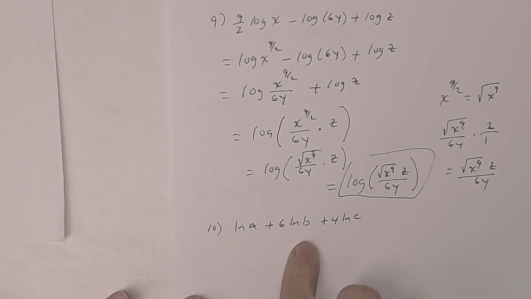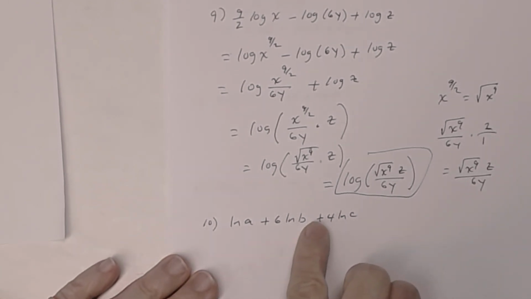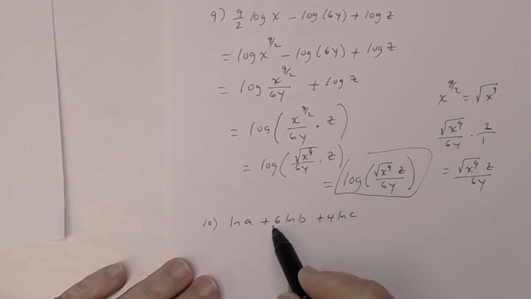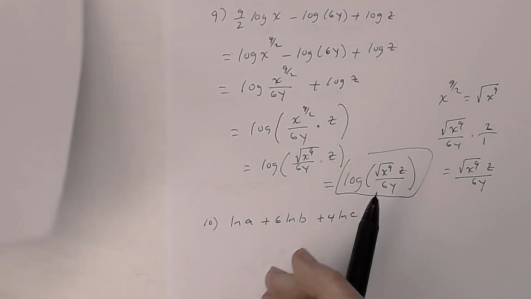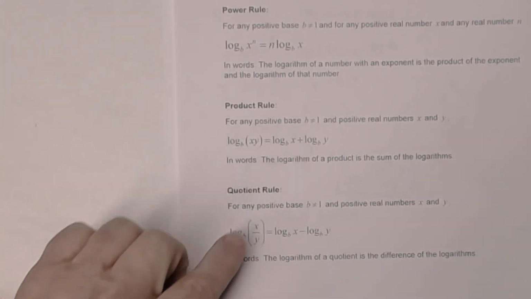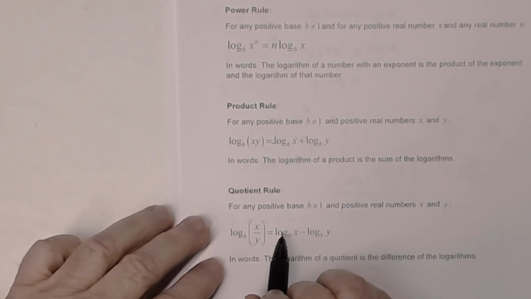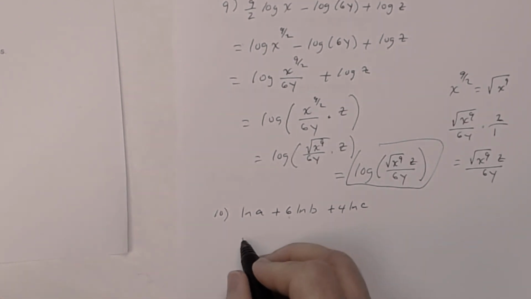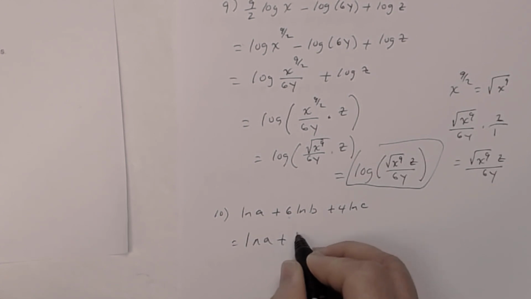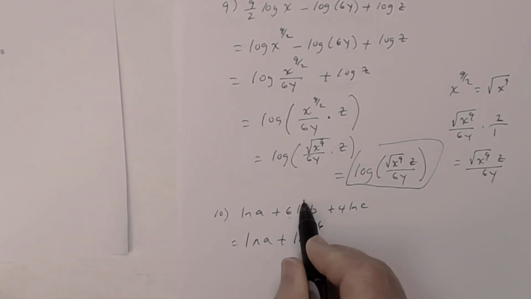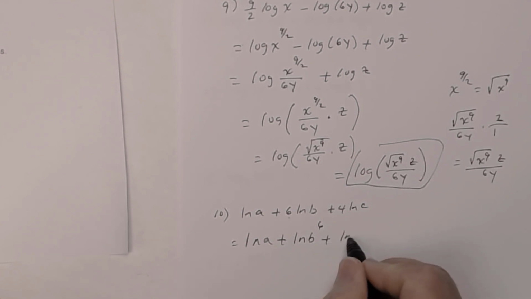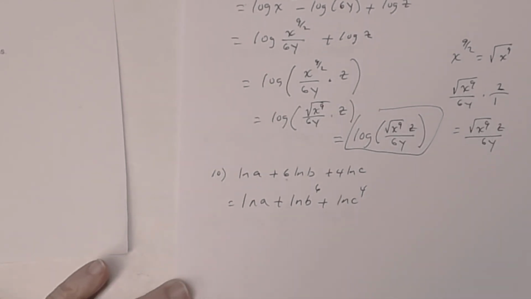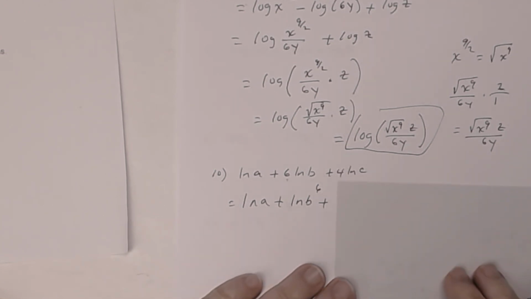Okay, now let's look at this one. All of these are sums. And again, I need to make sure that I use the power rule first, because before I can condense using the product and the quotient rule, all of those coefficients must be 1s. In this case, I notice that that's a 6 and that's a 4. So this becomes the natural log of A plus the natural log of B to the 6, writing the 6 as an exponent, plus the natural log of C to the 4th.